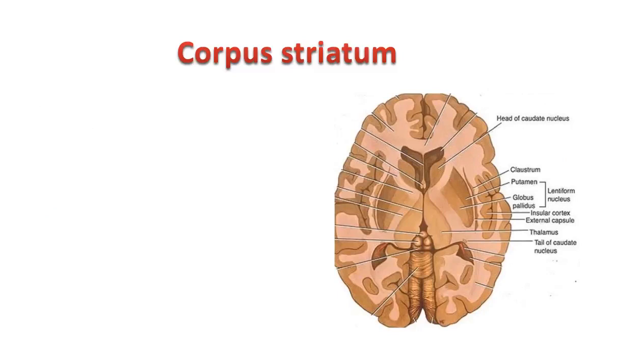With this short introduction and the component parts of the basal nuclei, now we will try to understand the anatomy mainly of the corpus striatum. As I told you, the corpus striatum mainly consists of your caudate nucleus, and then you see the lentiform nucleus, and they are separated by this band of white matter, which is called the internal capsule, with its anterior limb, genu, and then the posterior limb of the internal capsule.